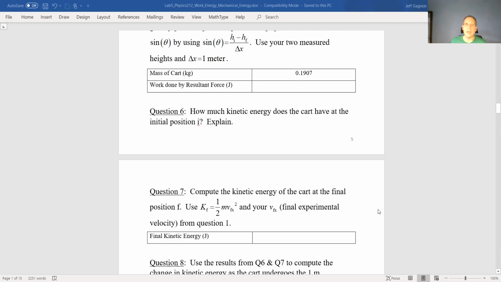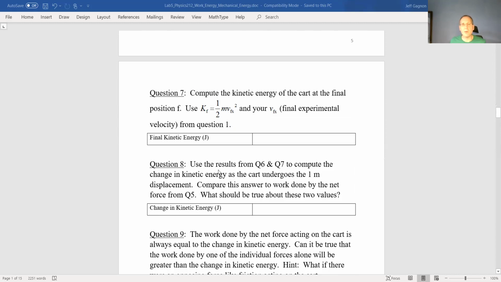Then question 6, how much kinetic energy does the cart have at the initial position? Remember, the cart is starting at rest. So then you want to explain that. Question 7, compute the kinetic energy of the cart at the final position. We just use the formula for kinetic energy, 1/2 mv squared, where for the final velocity, just use the experimental final velocity from question 1 when you do this computation.